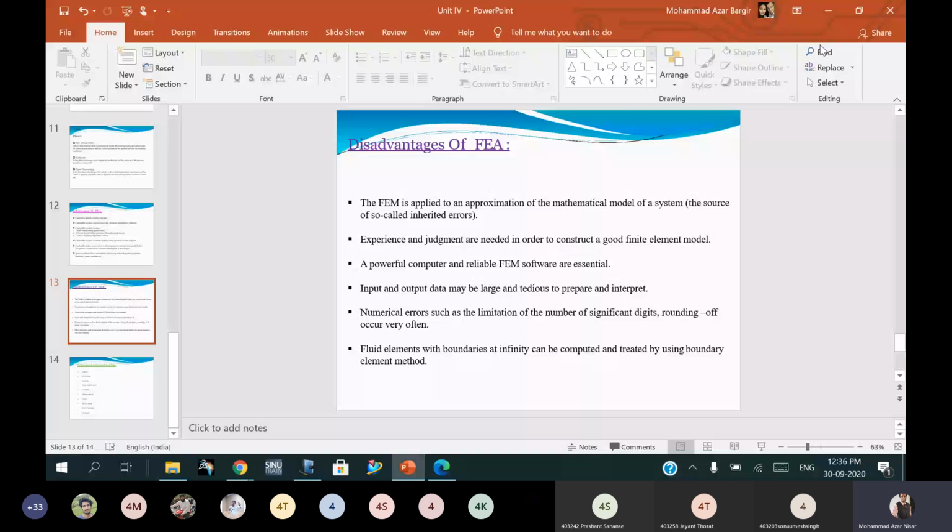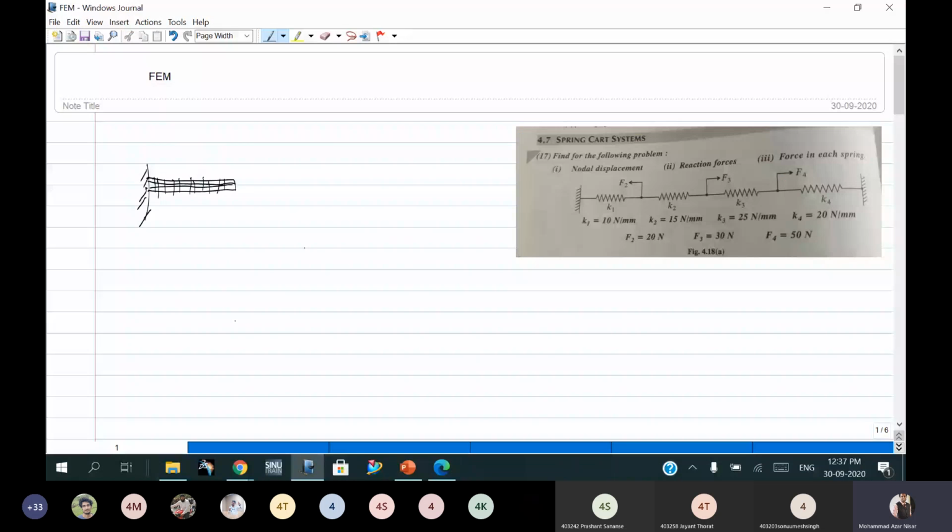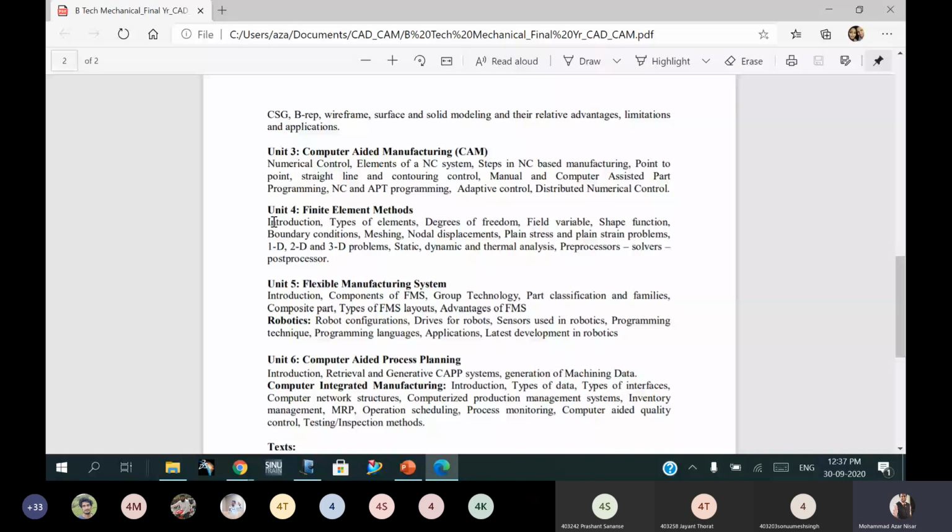Let's begin with the first topic, in unit number 4, that is 1D element analysis. You can see this syllabus, with the introductory part. It consists of types of elements. At the interpolation point, there are three types of elements: simplex, complex and multiplex. I will show you the difference with one single example.